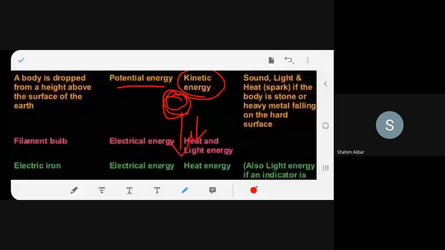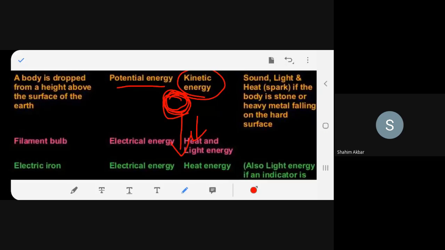So I'm holding the body over here. It is not moving. The ball is in my hand. It has got potential energy. I let it fall. It comes down. It gets converted into kinetic energy because it's moving. Now this body falls on the ground with a bang, with a sound.